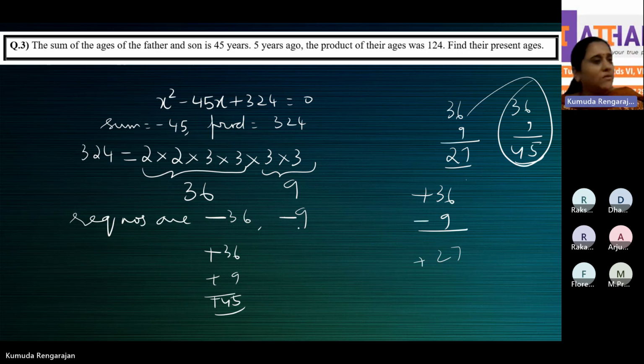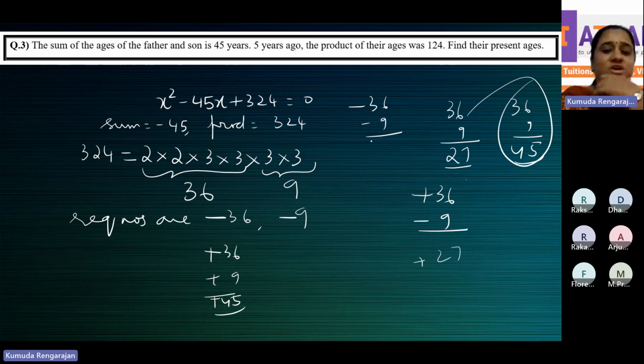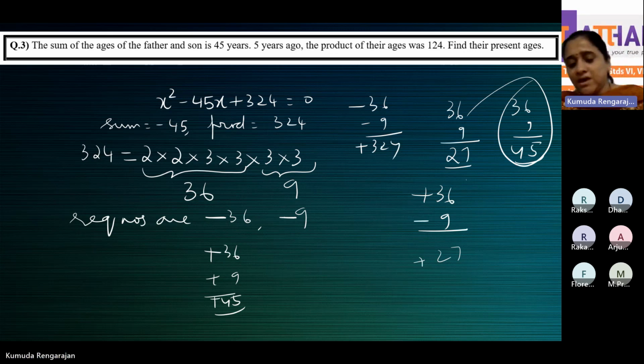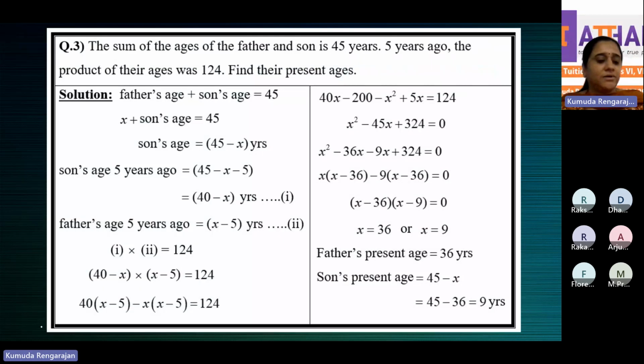These are the two numbers. The product will be satisfied, so you don't have to multiply, because they are the factors of 324. You use all the factors, so the product will be 324. Only the sum you should check. Minus 36 times minus 9 will be plus 324. And that's what I did here, splitting the middle term. You should do that in the rough work.